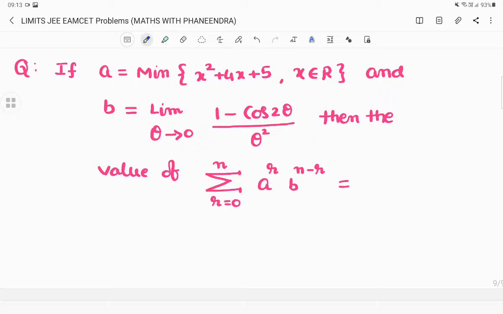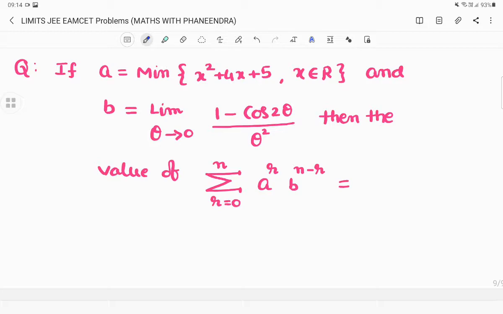In this video, we are going to discuss a limits problem. So first question here: if a equal to minimum of x square plus 4x plus 5, x belongs to R, and b equal to limit theta tends to 0, 1 minus cos 2 theta by theta square, then the value of summation r equal to 0 to n a power r into b power n minus r equal to.